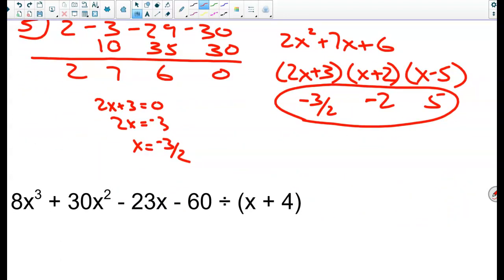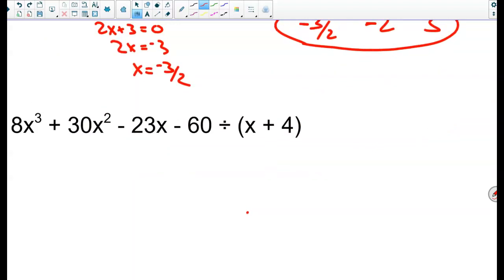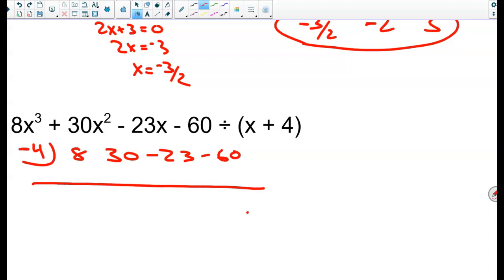Second one, what makes that parenthesis equal to 0? Negative 4 does. So 8, 30, negative 23, negative 60. We drop the 8, we get negative 32. That's negative 2, we get a positive 8, we get negative 15. Negative 15 times negative 4 is a positive 60.